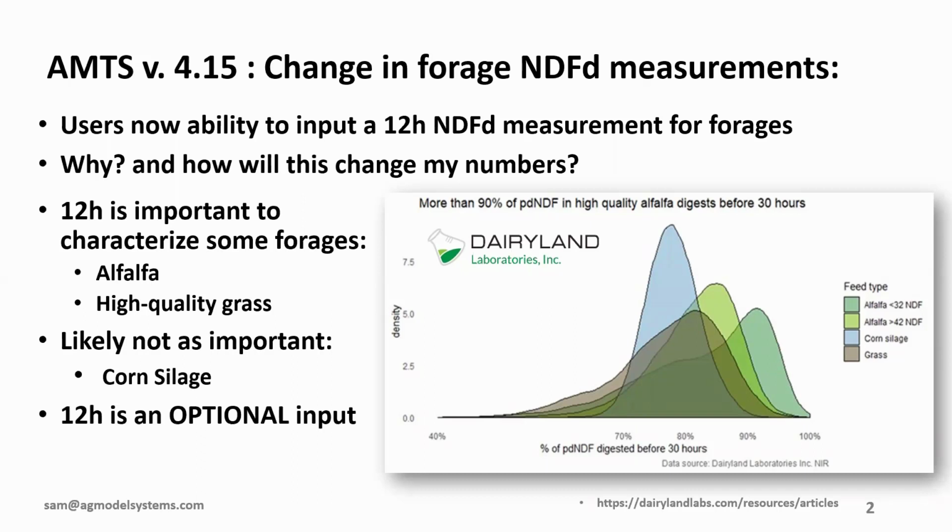And just to reiterate, this 12-hour number is an optional input. So if your forage lab doesn't offer the 12-hour in the package that you are currently getting, or if they just don't have the 12-hour available for NIR yet, whatever it might be, don't worry, you can still use the 3 time points, and you should have a fairly good accuracy. This is just going to help increase that accuracy of determination in the KD.